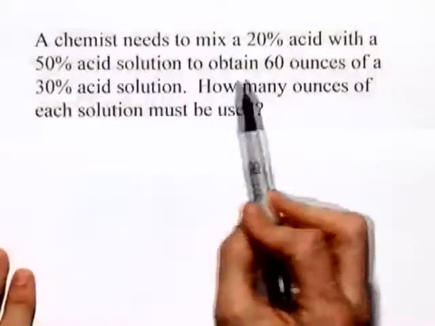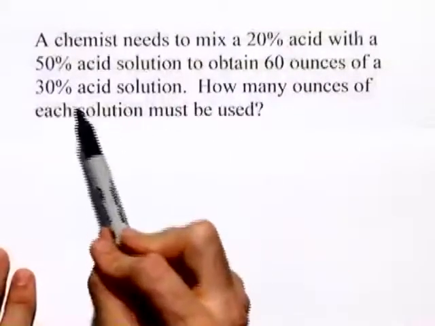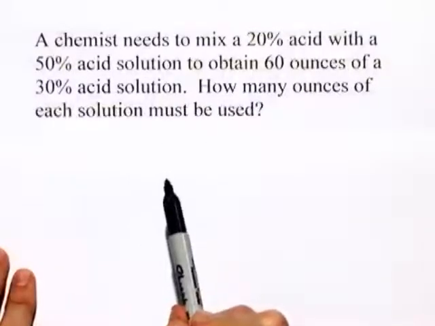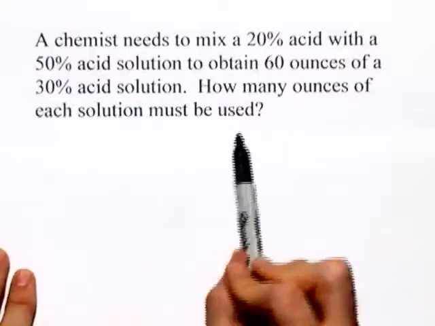Mixture problems are good examples where you have to use a system of linear equations to solve them. So let's look at an example. Here we have a chemist who needs to mix a 20% acid solution with a 50% acid solution to obtain 60 ounces of a 30% acid solution. How many ounces of each solution must be used?